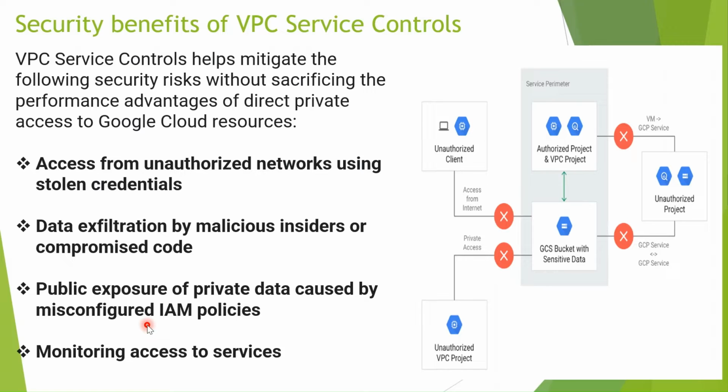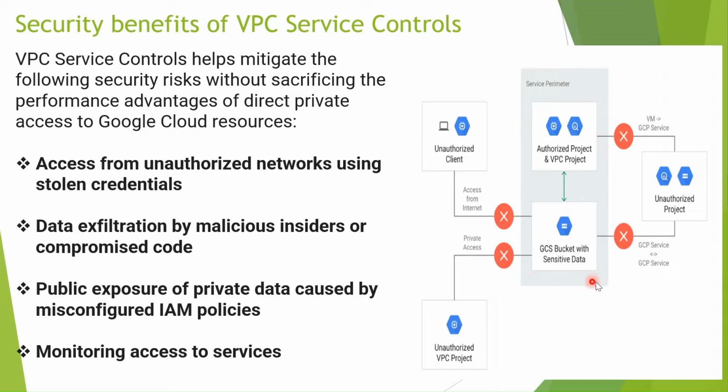With the help of VPC Service Controls, we can create a perimeter around it so that no one can access the data, even if it is exposed to the internet via your IAM policy. VPC Service Controls still blocks that access. We can also monitor access to our services. If you first want to check how VPC Service Controls will work in your organization, we can create a dry run policy. It will just log everything, and according to the logs, you can create multiple perimeters.